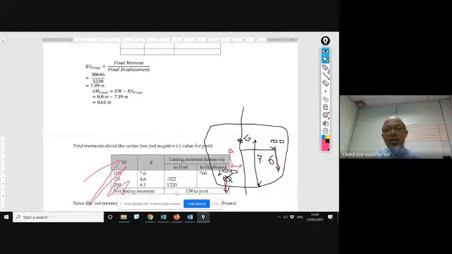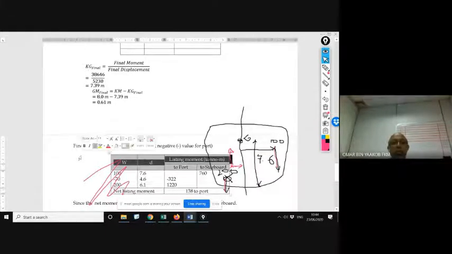So the net is you take this one, you minus this one, and you add this one. Because 760, it should be port minus starboard minus port. So 760 minus 1220 minus 322. So you get 138 to port. That means the port moment wins. Okay, so because it wins, that means the ship is going to heel or list to port.